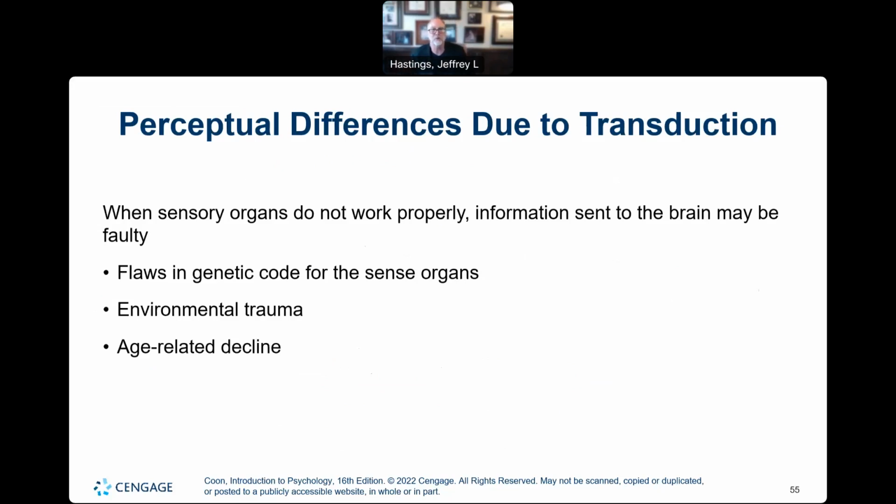So perceptual differences in transduction. Most older people, if you haven't figured this out, can't see, hear, feel, taste, smell as well today as we did in the past, like we did 10, 20, 30 years ago. Why? It's basically the normal aging process that causes a gradual loss in these perceptions, these senses. It usually starts around the age of 50, sometimes a little bit before, sometimes after.